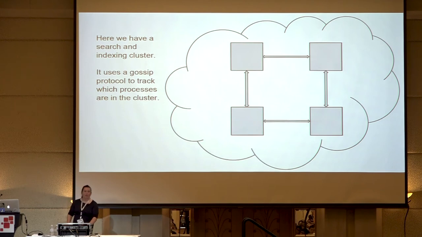A gossip protocol, for anyone who isn't familiar, is basically each node tries to find some other nodes in the system and exchange some information. It's non-deterministic, but statistically it works pretty well after a few hops.